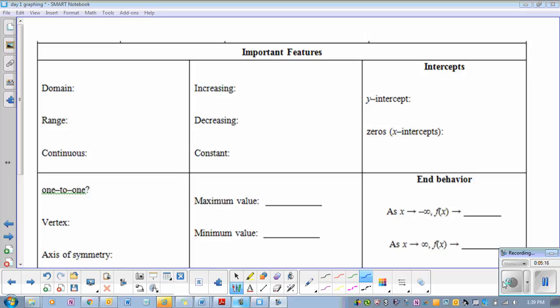So now we're going to talk about the important features of this parent function. So the domain. Remember, the domain is looking at the graph from the left to the right. Put a star by it because the domain is always going to be the case no matter what transformations or what happens to the quadratic.